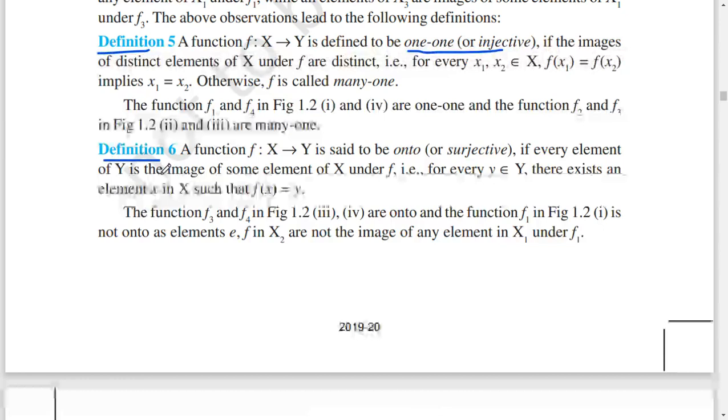Definition 6. A function f from X to Y is said to be onto or surjective if every element of Y is the image of some element of X under f, that is, for every y belonging to Y, there exists an element x in X such that f(x) equal to y. The functions f3 and f4 in figures 3 and 4 are onto, and the function f1 in figure 1 is not onto as elements e, f in X2 are not the image of any element in X1 under f1.